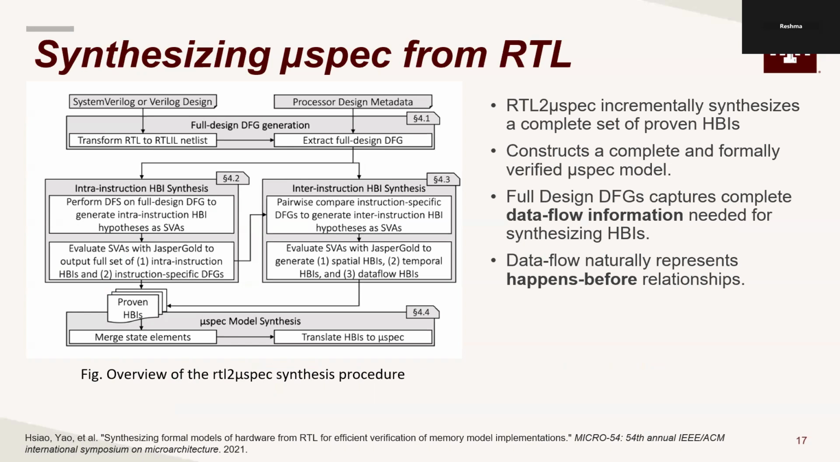So here, this flowchart gives a detailed description of how synthesizing the microspec model from RTL happens. This is similar to the high-level overview we saw, but in a more detailed manner. It starts with SystemVerilog or Verilog designs, generating full design data flow graphs to capture the data flow. The RTL is then transformed into a netlist, which in turn is used in extracting the DFG. The DFGs capture complete data flow information, which naturally represents the happens-before relationships.